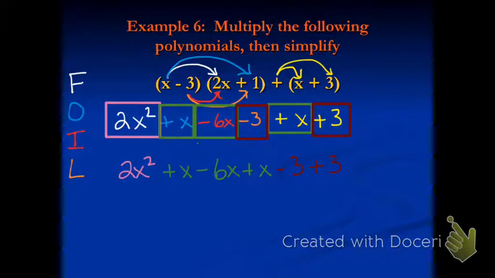One thing I do notice is that the negative 3 and the positive 3 at the end, they're going to cancel out and make 0. So we can just cross them out, and that's kind of one reason why you do that. And we get 2x squared plus x minus 6x plus x would be 2x squared minus 4x. And that is your answer. Okay? So why don't you pause the computer, write that down, watch it again if you need to get some clarification.